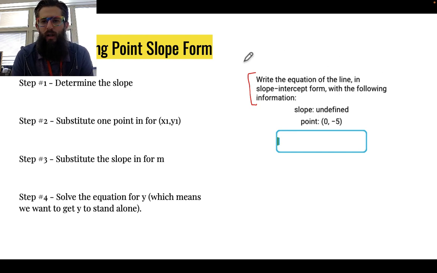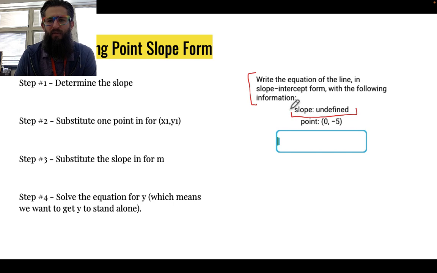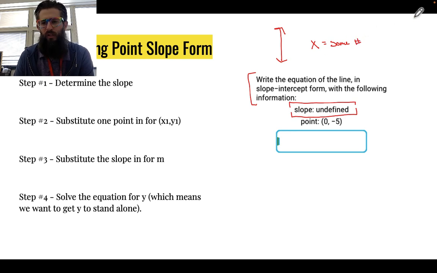So the instructions are the same. Write an equation of a line in slope-intercept form with the following information. This right here is a key difference, the undefined slope. Based on the conversations we've had in previous classes, we have a very special type of line when we're dealing with undefined slope, and that is a vertical line. In previous discussions, we've also mentioned that when we have a vertical line, x is equal to some number, and the y variable is essentially not involved.